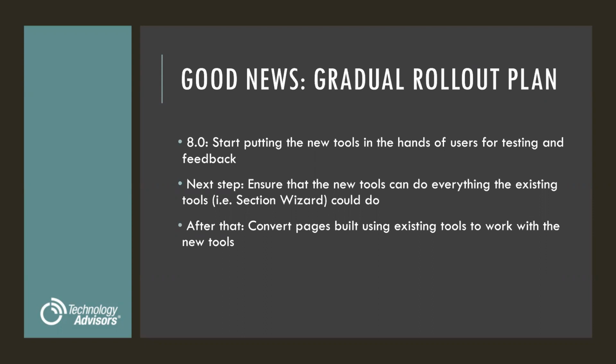And so that's really the next thing that they're going to be working towards: first of all, addressing testing issues and feedback that they're getting from people, adding additional cool new functions, but also making sure that all of the existing functions are available within the new tools. And after that, they have another step, which is to make sure that they have a conversion path for things that were built using Section Wizard to be able to work with them with the new Application Hub and No Code Page tools.